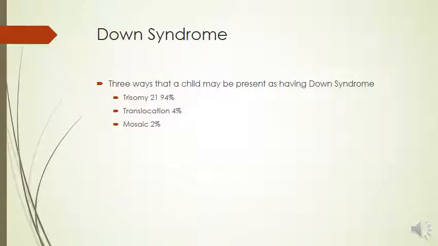It is very important to remember that there are three ways that a child may present himself or herself as having Down syndrome. It may be from trisomy 21, 94% of the cases are from this due to non-disjunction. It may be due to translocation, approximately 4%, or the child may exhibit mosaicism.